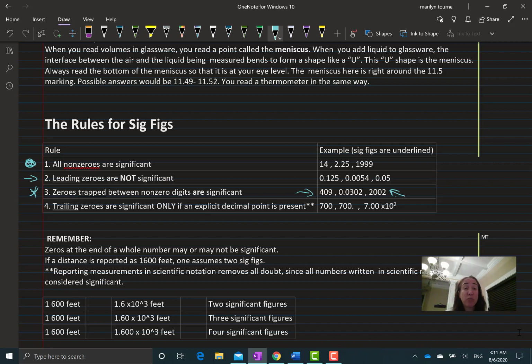And then the last rule is the zeros after rule, the trailing zeros, that's what I call them. So this is the tricky one. Trailing zeros are only significant if you actually see a decimal point in the number.